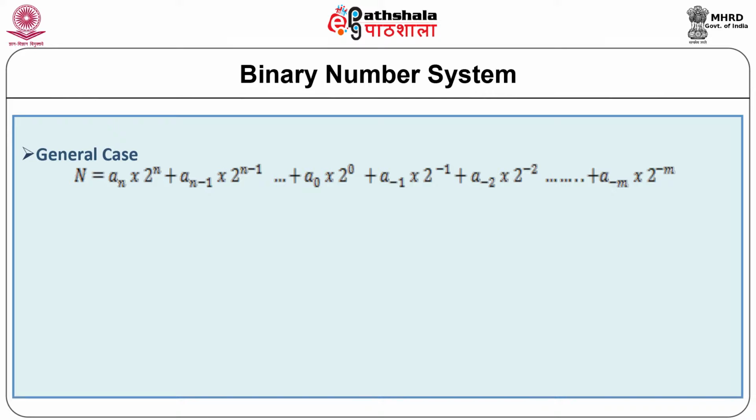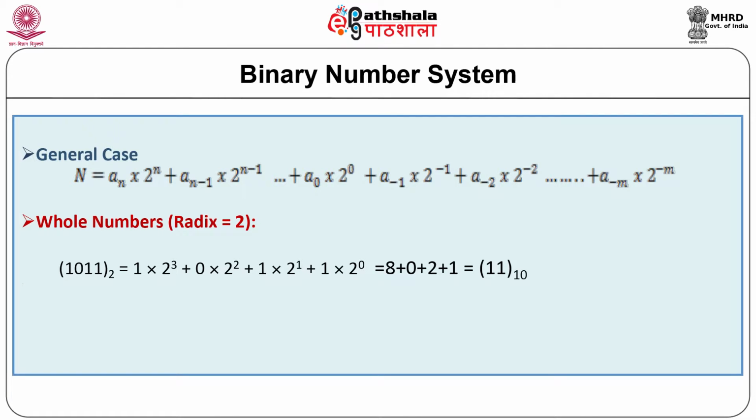Now the representation of numbers. The binary number 1011 is represented as 1 into 2 raised to 3 plus 0 into 2 raised to 2 plus 1 into 2 raised to 1 plus 1 into 2 raised to 0, that is equal to 8 plus 0 plus 2 plus 1 is equal to 11 in decimal.